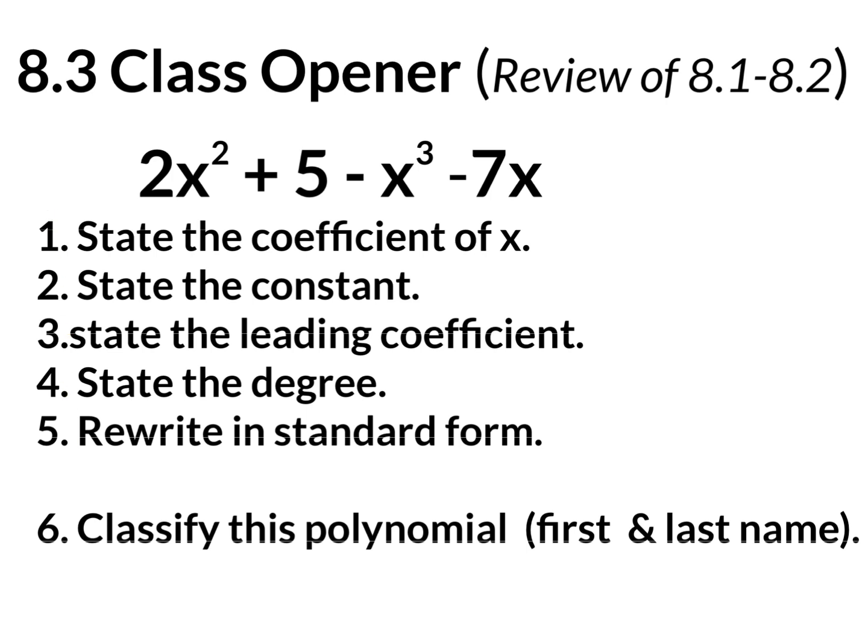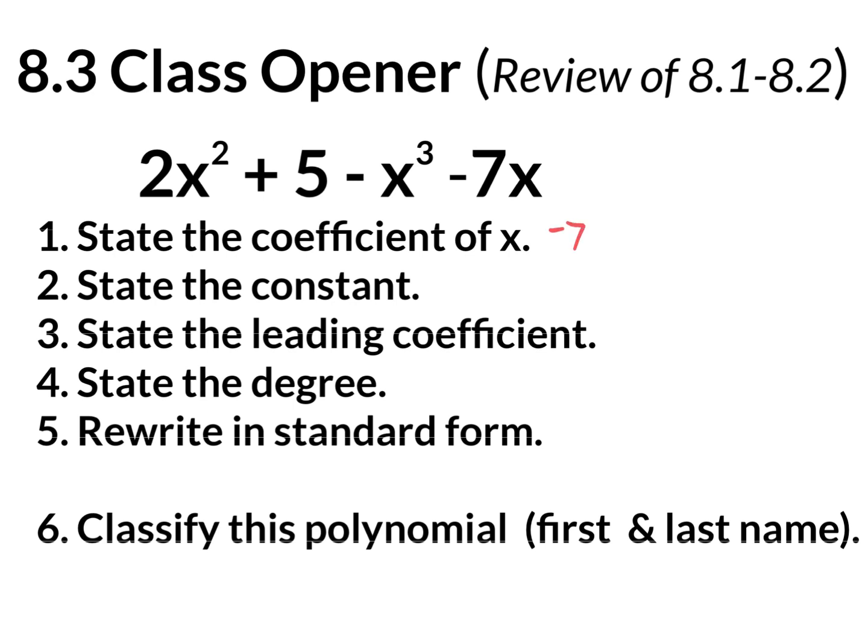So number one, state the coefficient of x. Okay, so what we need to remember or understand, the word coefficient is simply the number in front of your variable. So state the number that's in front of x. So what number's in front of x? Well, this is an x squared, that's an x to the third. Here's x, what number's in front of it? -7. So -7 is the coefficient of x.